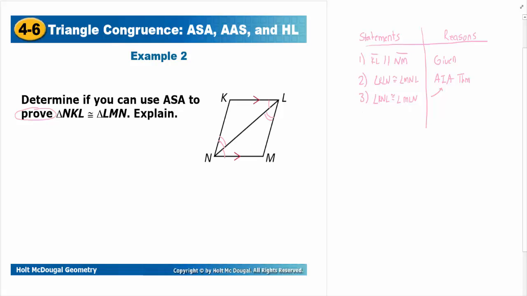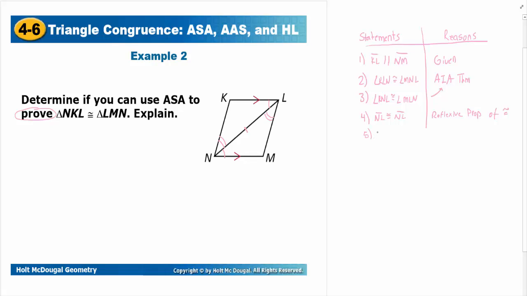So the only thing I need: it looks like here I have two sets of angles. I just need to include this side that's in between them to get an angle-side-angle relationship. So step 4, I'm going to say that NL is congruent to NL for both triangles. This is the reflexive property of congruence. So I now have an angle, side, angle relationship here.